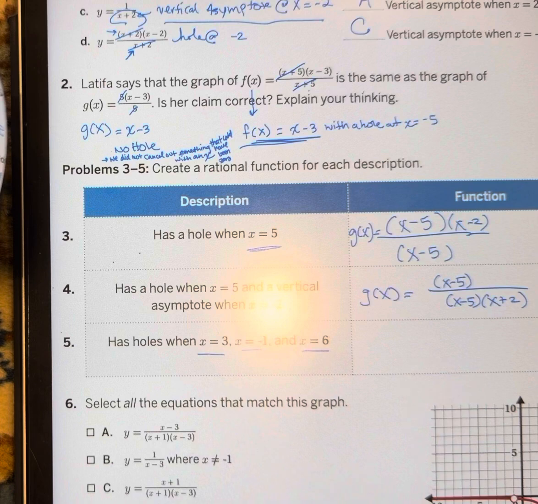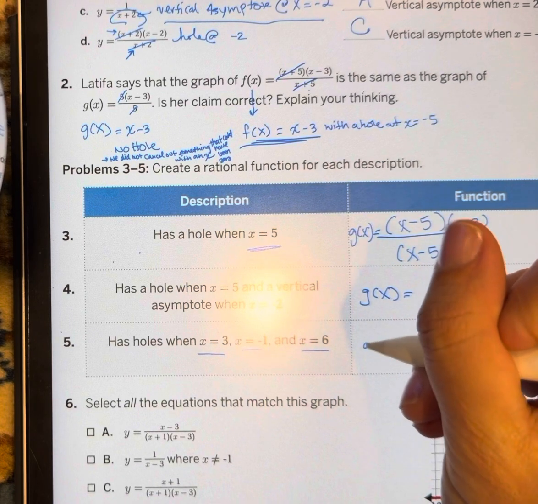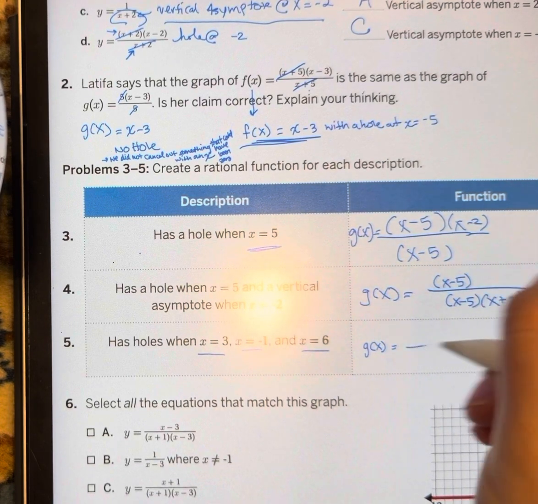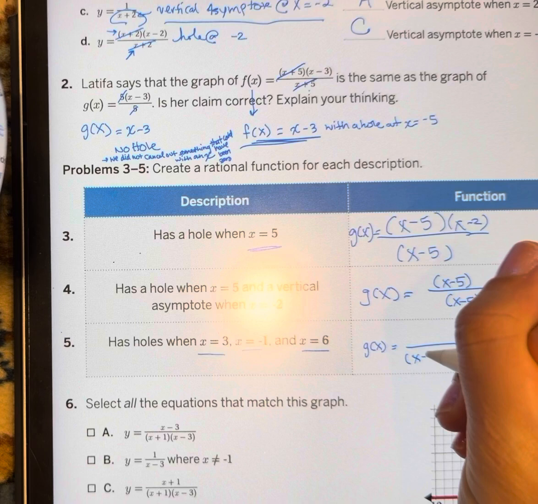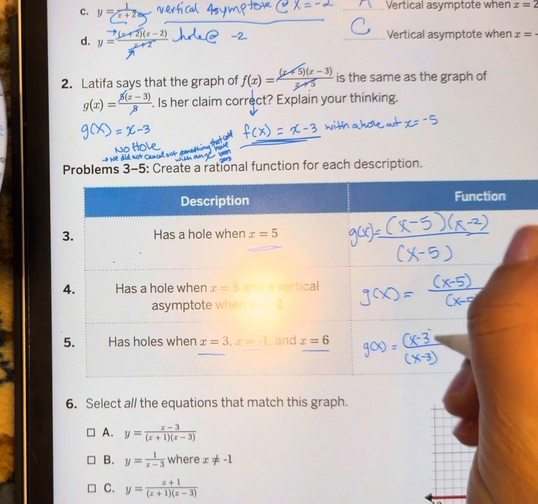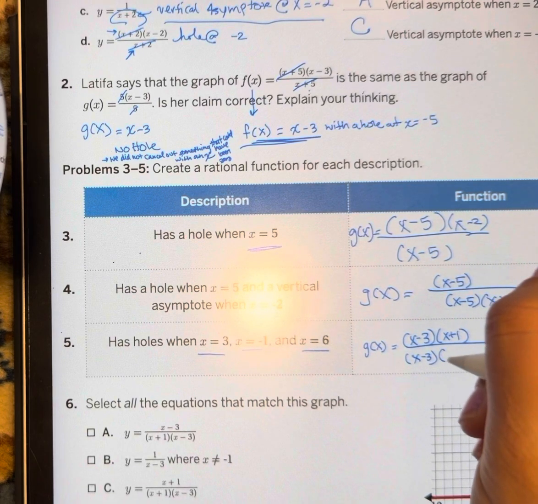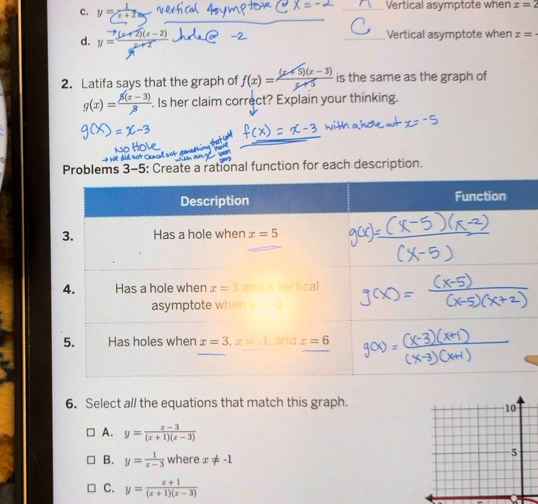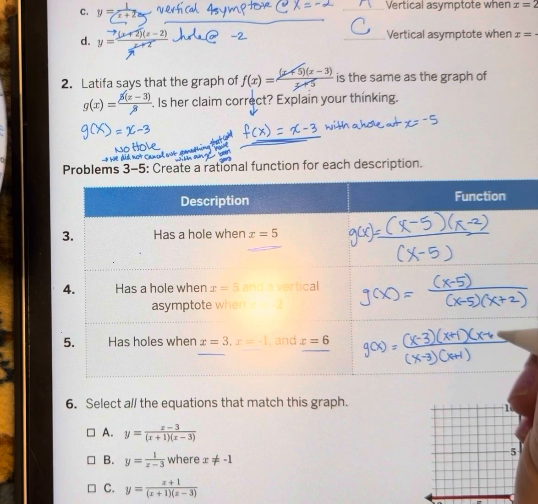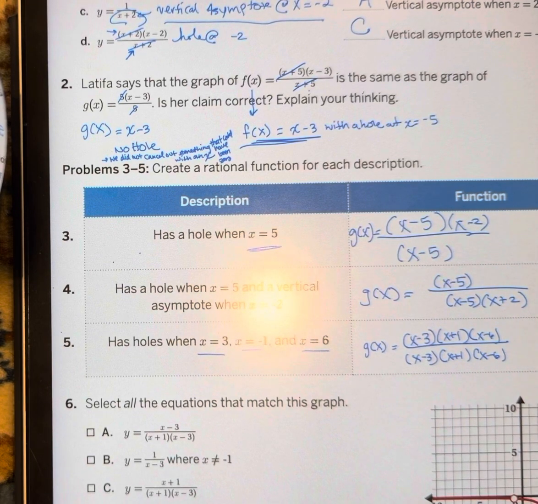Ooh, look at this one. Holy moly, this one has holes everywhere. All right. This one has an x minus 3 that cancels, an x plus 1 that cancels, and an x minus 6 that cancels. And frankly, this is enough, all right? But if you want to make it more interesting, you could give it something else over here. Something. You could throw stuff in, all right? As long as these guys are there, we're good.